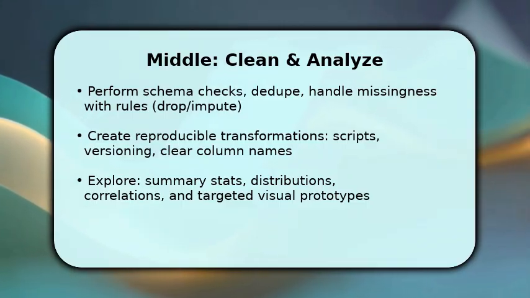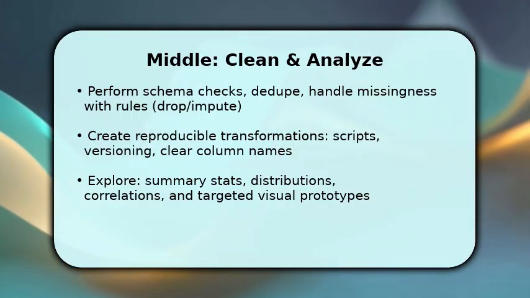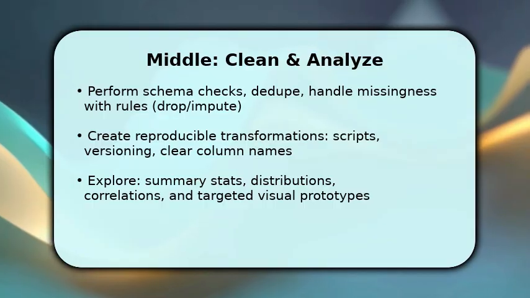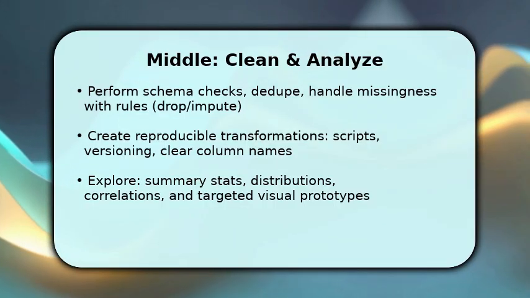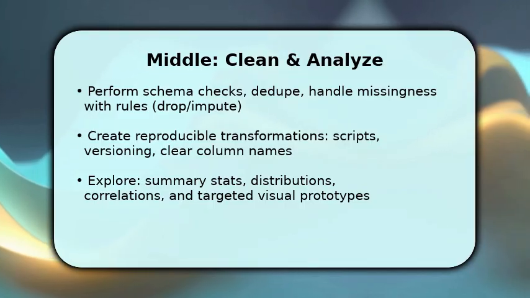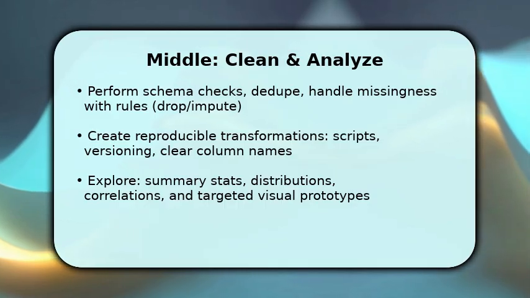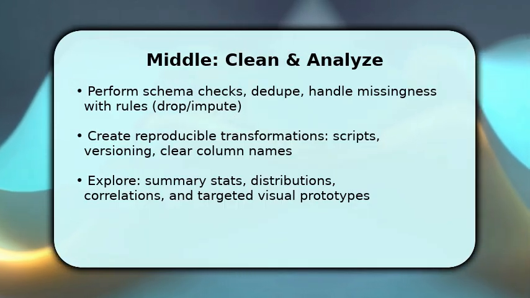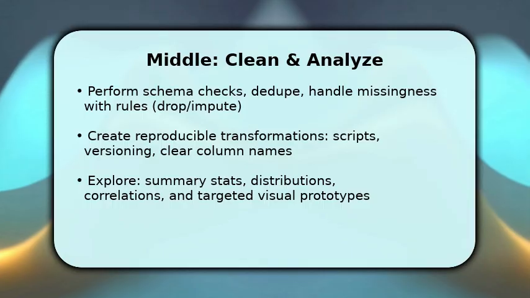Once data is stable, write reproducible transformation scripts and version them to preserve lineage. Then perform targeted exploration. Summary stats, distributions, and correlation checks to surface signals. Use quick visual prototypes to validate patterns. This helps you decide models or aggregations. After that, prepare concise tables and charts that directly answer your initial questions.